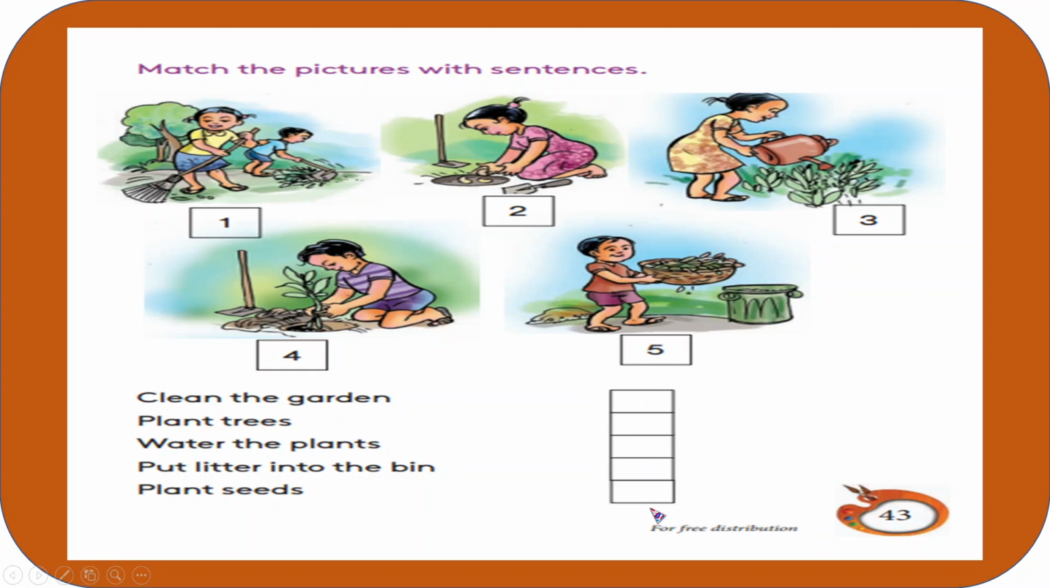Now let's put numbers here. Clean the garden. What is the number? Number 1. Plant trees. What is the number? Number 4. Water the plants. Number 3. Put litter into the bin is number 5. Plant seeds. Number 2.